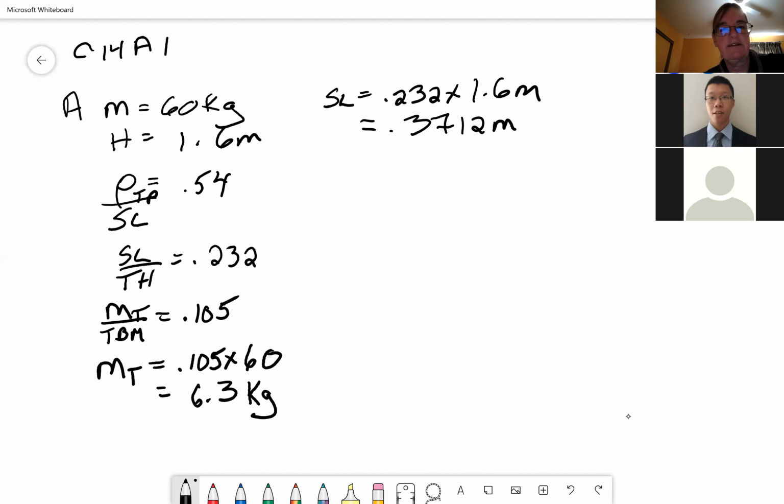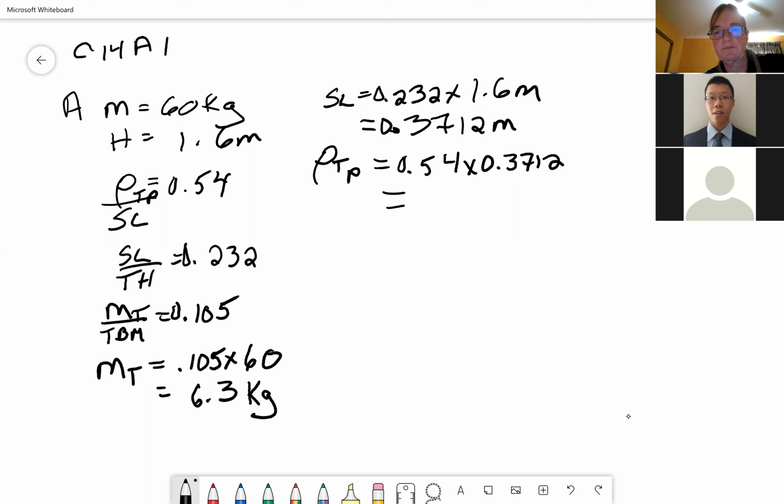0.3712, and then the radius of gyration of the thigh around the proximal end, which is the hip, is going to be 0.54 times 0.3712. That's 0.2004, and that one's going to be in meters.